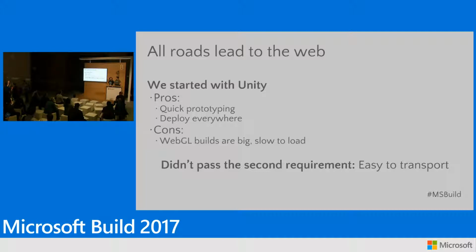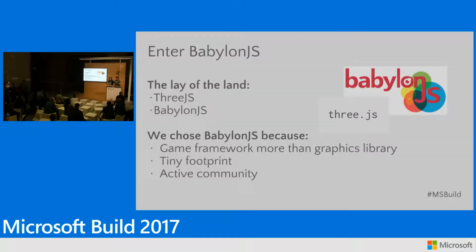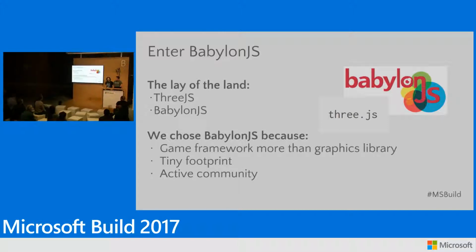So that's when we realized we were going to have to rewrite the entire thing for the web using JavaScript and WebGL, which was pretty terrifying at the time because I had never seen a line of JavaScript in my life. We started having a look at different graphics libraries, and we had a look at 3JS, which is really powerful, and there's lots of people doing great things with it. We also found BabylonJS, and Babylon turned out to be perfect for us because it's more of a game framework than just a graphics library.